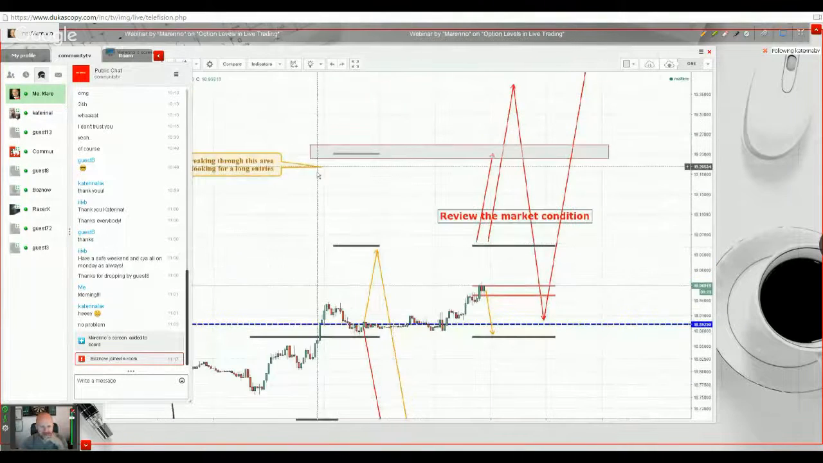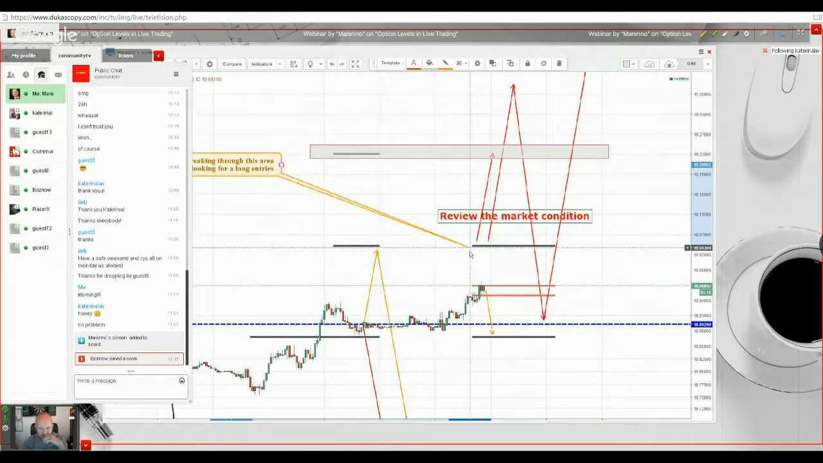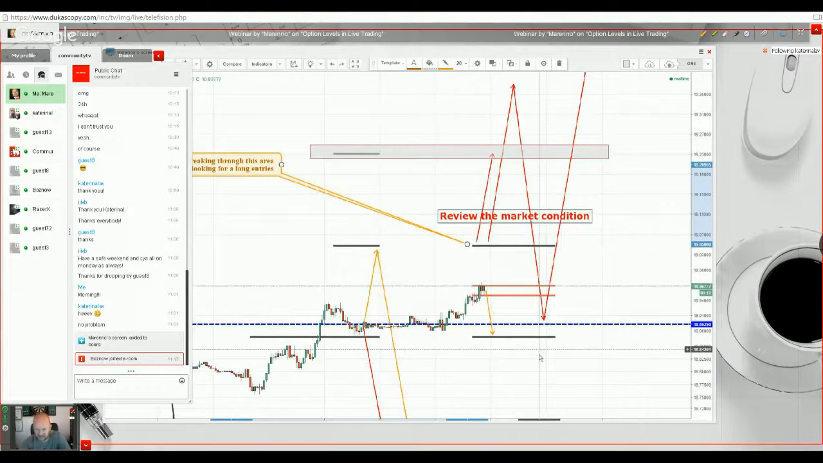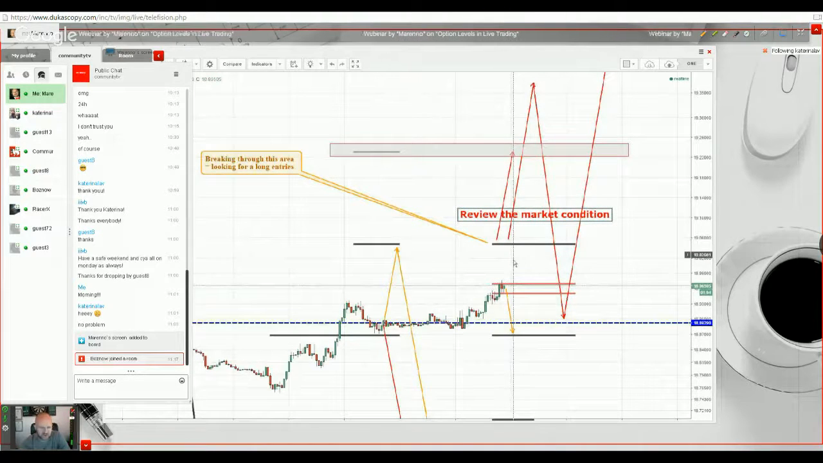Okay, so for now, let me do this kind of thing. All right, so that's something I do expect. In case the price is breaking through this level, that's it. I'm not going to sell it. I will look for a buying opportunity. Again, it will take some time, because that's how it works.